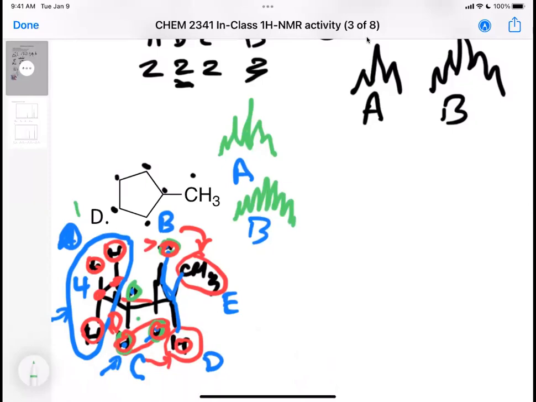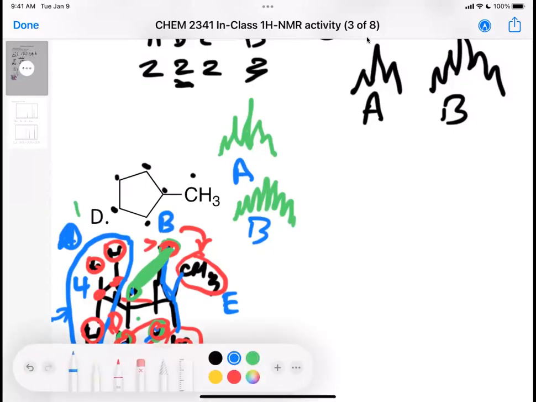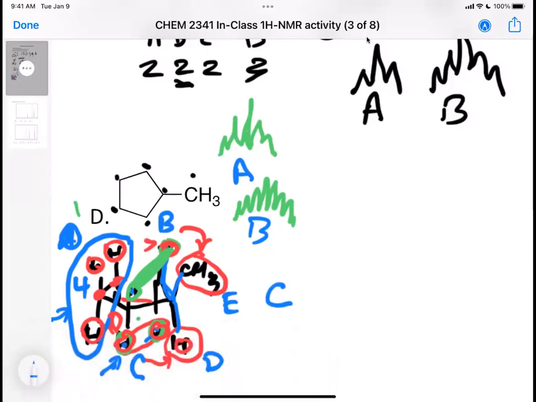1, 2, 3, 4, 5, 6, 7. There's only 7 because these 2 are the ones we're doing. So it's going to give us 8 peaks. Okay, so let's look at C. It looks like we're going to have the exact same splitting on C, so we're going to have 8. Let's look at D. We have 1, 2, 3, 4, and 1, 2, 3. Oh, and then we have these 3 here. So that's 7, so that's going to be split into 8.